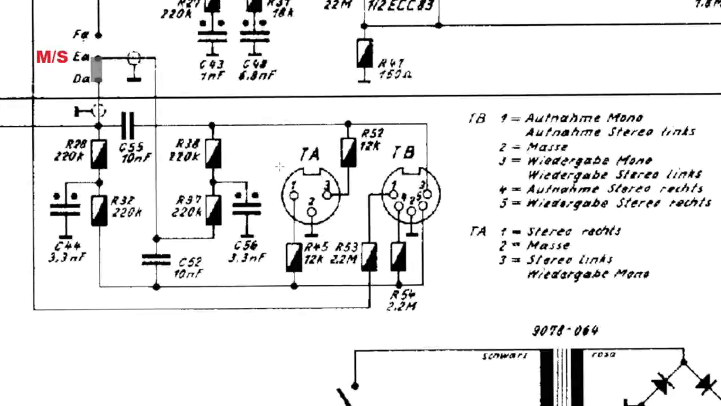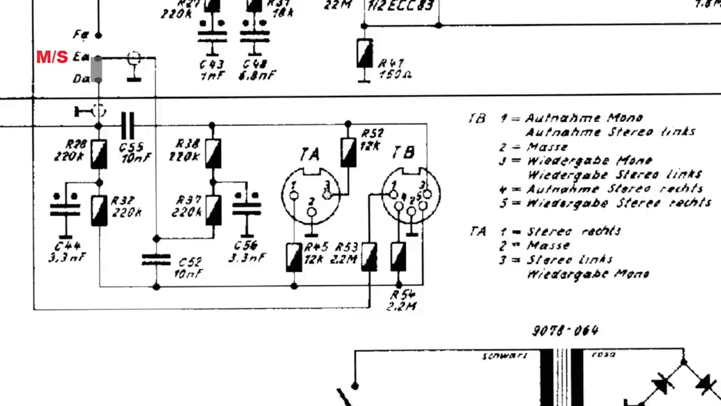Now, if we look at the pickup input, what we have here is three pins, and the legend is here. TA1 is stereo right, so that's the right signal. TA2 is pickup, pin 2 is ground, pin 3 is the stereo left, so that's left.